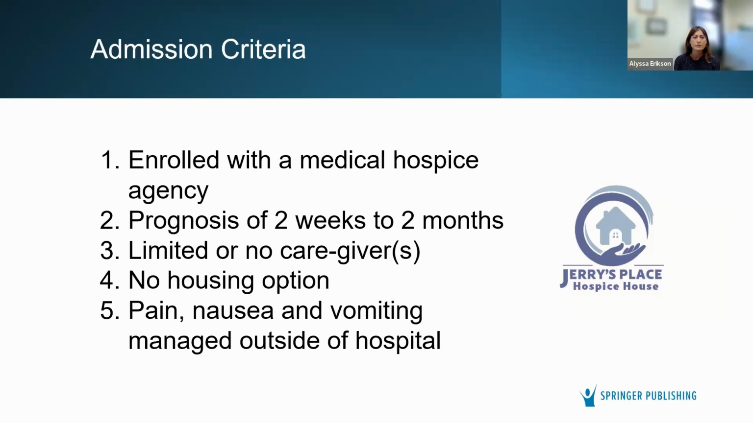The prognosis, as we know, is never exact, but residents have had an estimated prognosis by a physician that knows them from either 2 weeks to 2 months. So it's really for those last weeks of life. They also have limited or no caregivers and really no other housing option. And then their symptoms are able to be managed outside of the hospital. Otherwise, if they weren't able to be managed, they would be more suited for general inpatient care.